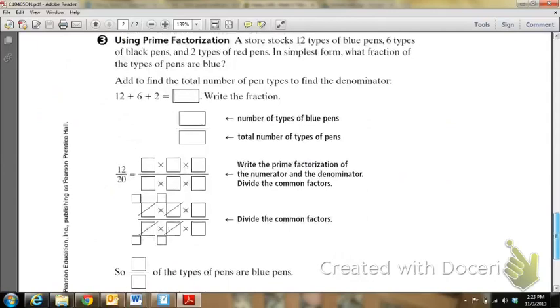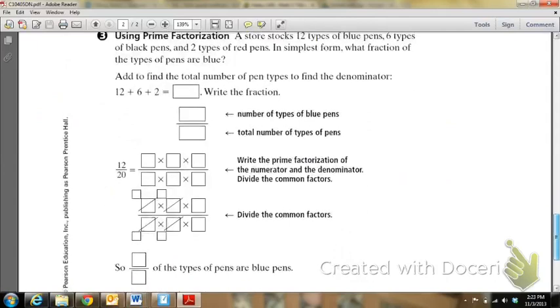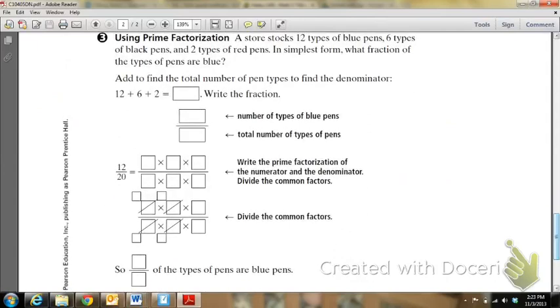Let's go a little bit further. So a store stocks 12 types of blue pens, 6 types of black pens, and 2 types of red pens. In simplest form, what fraction of the types of pens are blue?